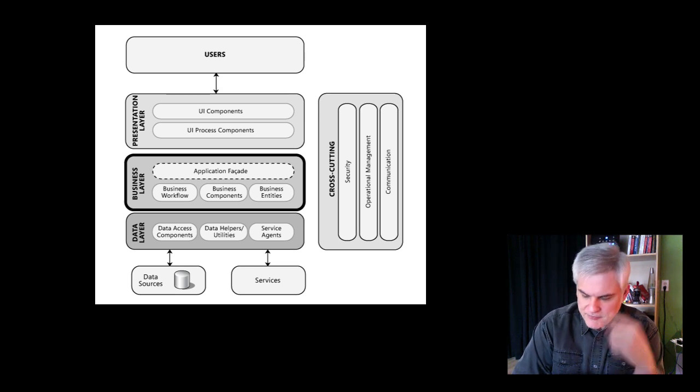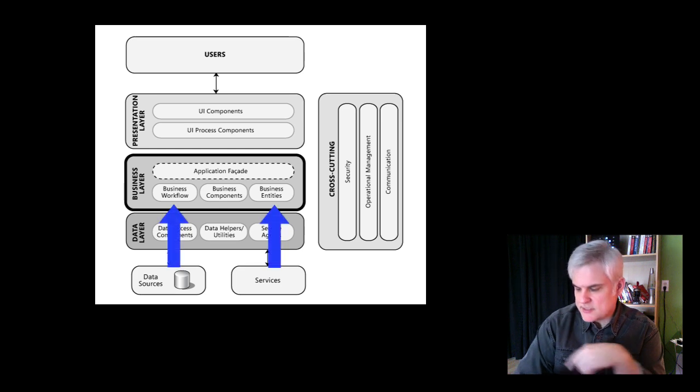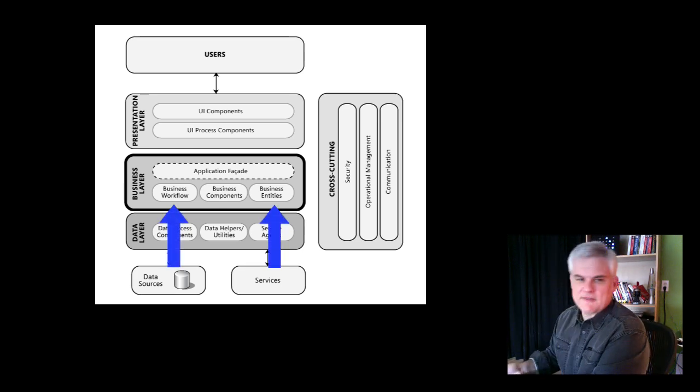They put 4 different sub boxes, I guess you could say, inside of the business layer of their diagram. They talk about the application facade, and I'll talk about that in just a moment. But they also talk about business components and further break those down into business entities and business workflow. And you can read their definition there.